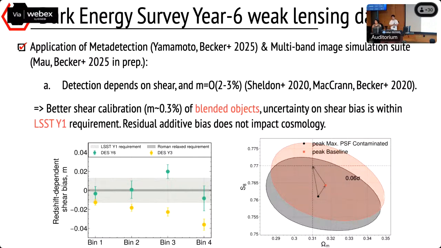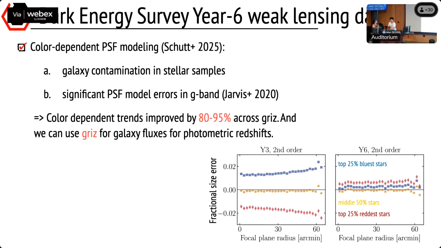The color dependence of the m bias seems non-monotonic. Why is that? The middle 50% is below the reddest and bluest 25%. Is that the PSF? The question is, why is it not monotonic? Non-monotonic in color, I see.